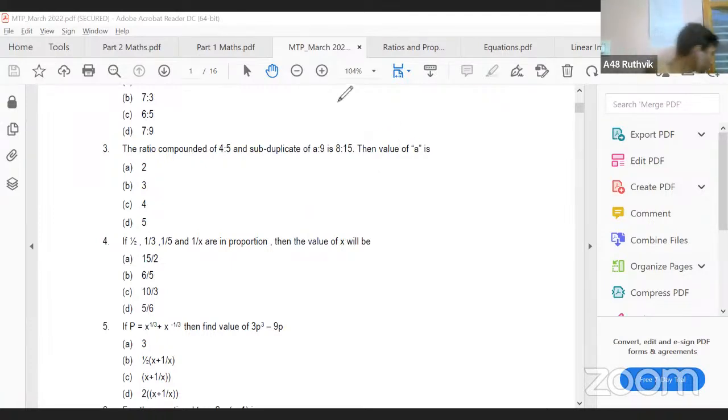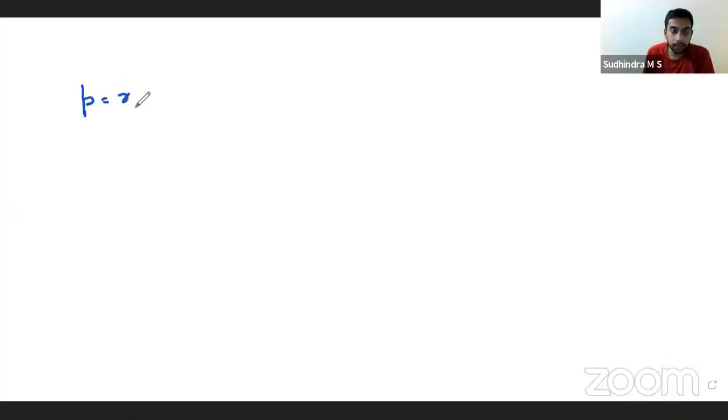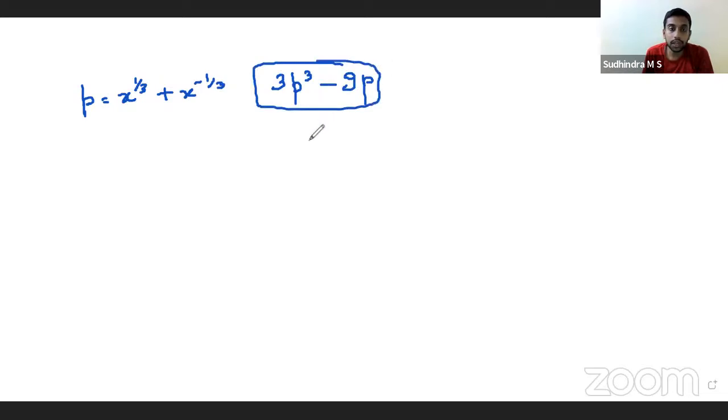Okay, we'll discuss. So what is the question? They have given us P is x to the power of 1/3 plus x to the power of minus 1/3. They're asking us to find out what? 3p cube minus 9p, right? Alternatively, if I bring 3 outside as common, it will be p cube minus 3p. Right? P cube minus 3p.